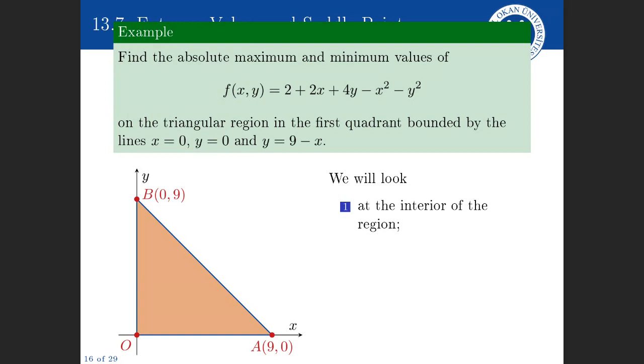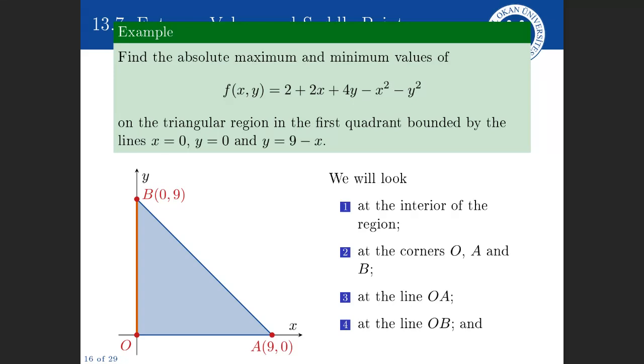How are we going to answer this? We're going to look at the interior of the region. We've been looking at interior points before. We'll use the second derivative test on the interior. We're going to look at the corners, O, A, and B. And we're going to look at the three sides, the line from O to A, the line from O to B, and the line from A to B. And we're going to be looking at these 5 things separately.